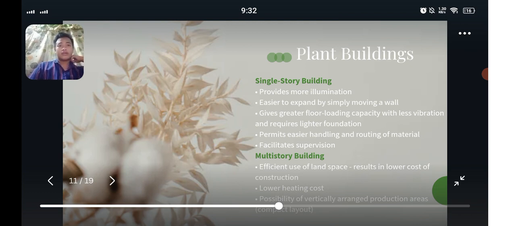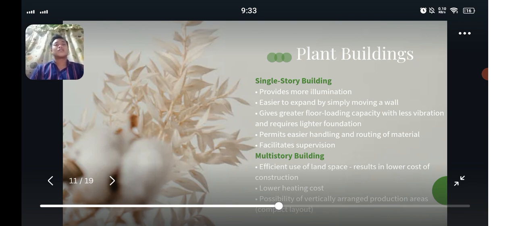It gives greater floor loading capacity with less vibration and requires a lighter foundation. Next, it permits easier handling and routing of materials. Then facility supervision. Then the next one is multi-story building: efficient use of land space results in lower cost of construction, lower heating costs, possibility of vertically arranged production areas, and compact layout. So that's all for plant buildings.